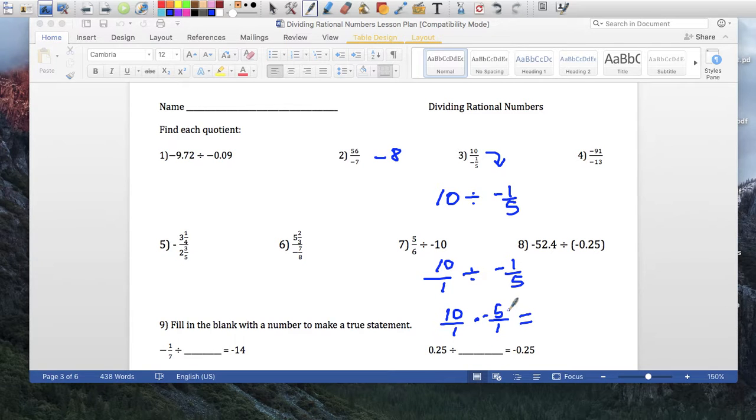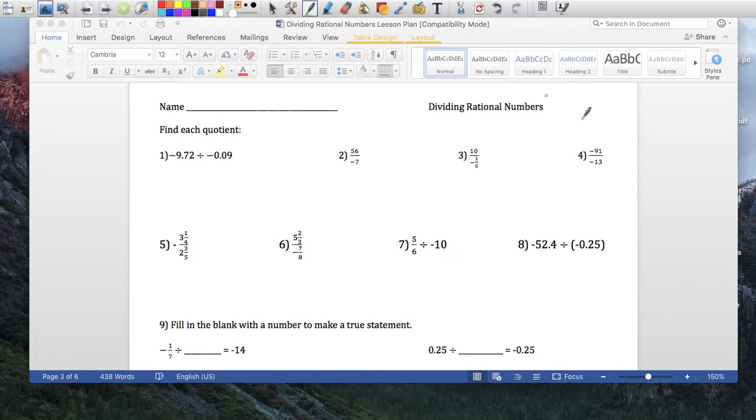There's nothing to simplify because we're looking for something in the numerator and something in the denominator, right? So nothing can be simplified. So we can just multiply across. 10 times negative 5 is negative 50. 1 times 1 is over 1, and negative 50 over 1 is just negative 50. Final answer is negative 50. This one I'm going to skip, but you know, it's a simple division problem, right? 91 divided by 13, it's going to be a positive, and I believe it's 7.